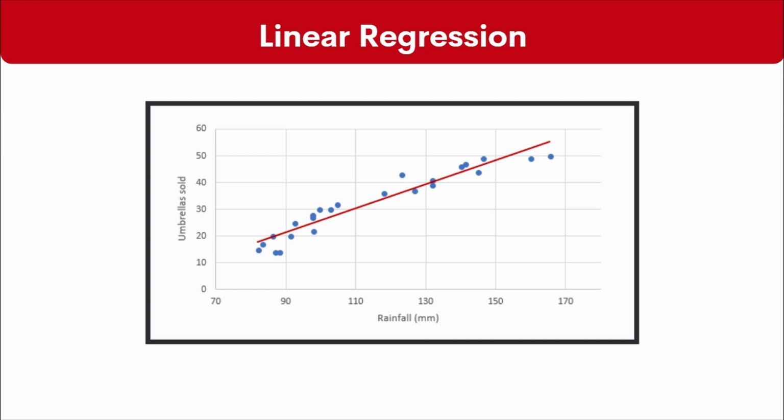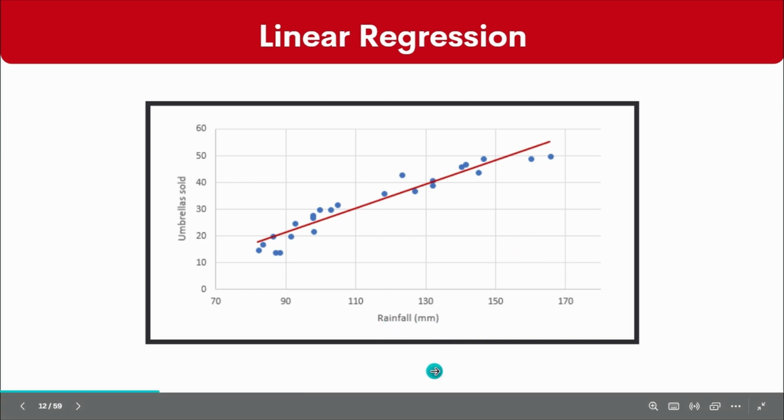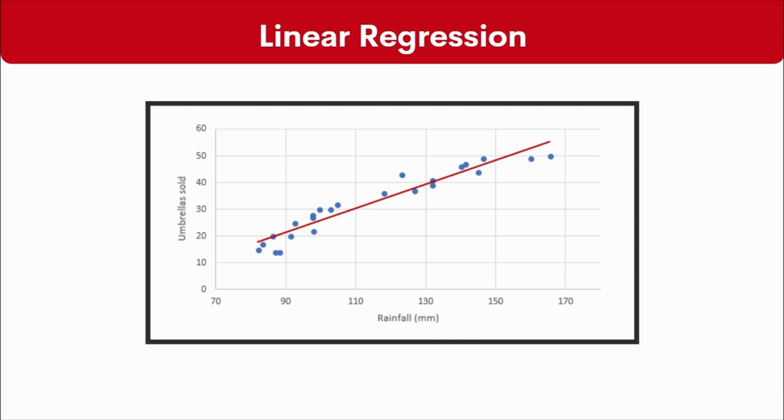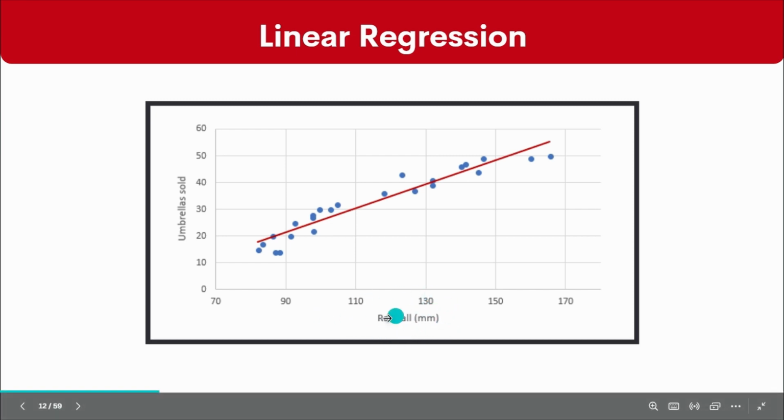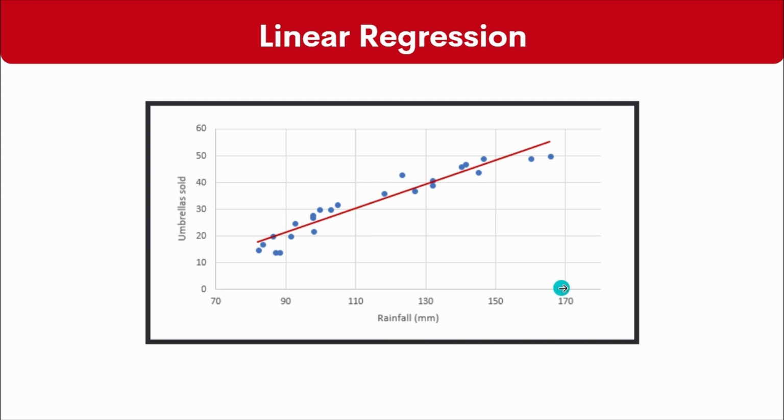This is rainfall. You can have multiple features like rainfall or something else, a lot of features. Or imagine your x-axis as the age of your car, and y is the selling price. When the age of your car increases, the selling price will decrease. So it will be a reverse trend.